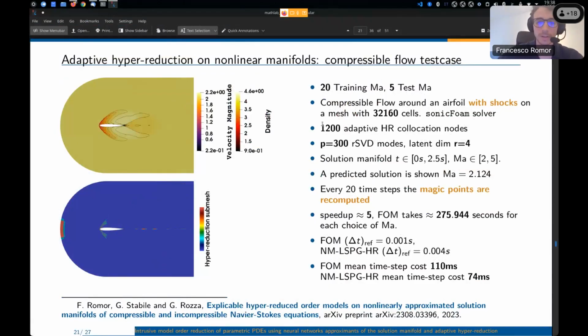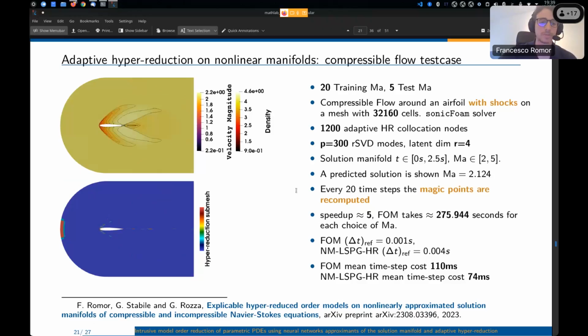As I mentioned in the beginning, I consider P as the dimensionality of your linear projection, so P is equal to 300. So we use 300 RSVD modes, something that maybe you wouldn't do with the reduced basis method. And we consider a latent dimensionality of R equal to 4. These numbers are chosen only to achieve a good accuracy for the full reconstruction error. In this case, we have used 1,200 adaptive projection collocation nodes, and they are updated not every time step, but only every 20 time steps.